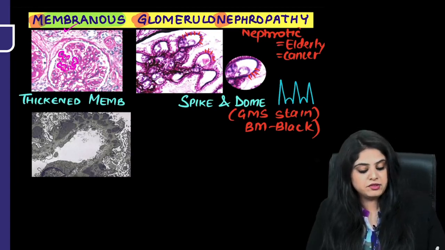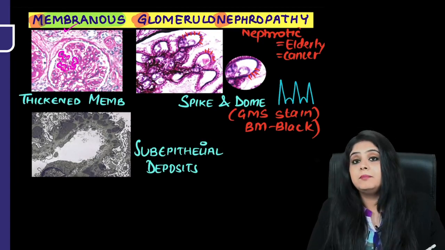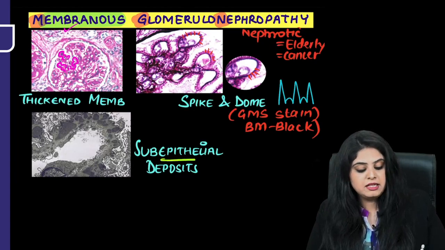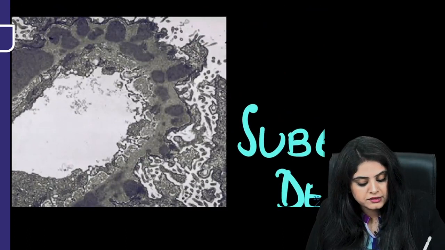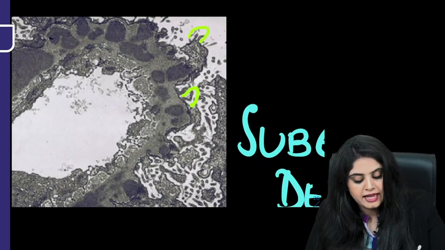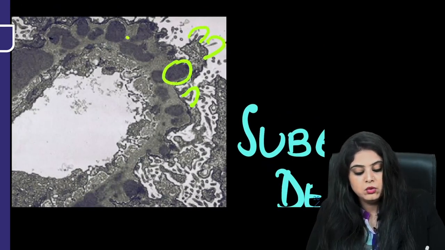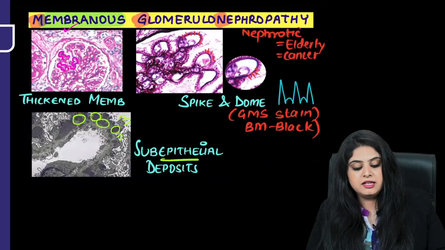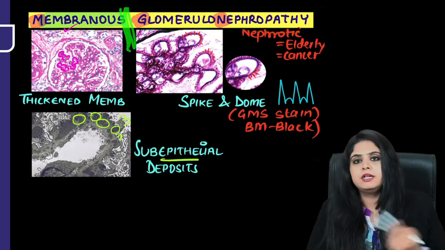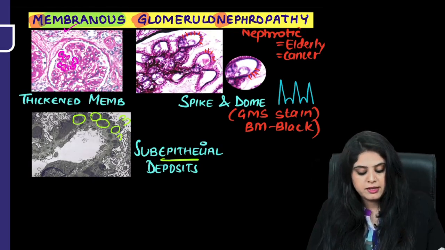But where is the deposit seen, guys? It is a subepithelial deposit. Subepithelial means below the podocyte. Podocyte, na? So if I look carefully, yeah, these are the podocytes. I can see those hanging feet, and things are below the feet. So subepithelial deposits are seen in MGN. I'm going to add one word to it. I'm going to add a P over here. It will become MPGN. So what does MPGN show you?